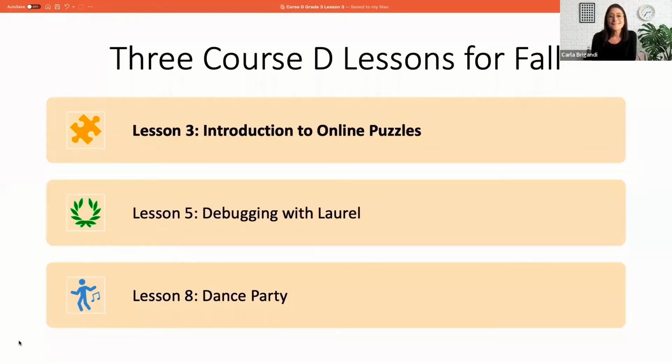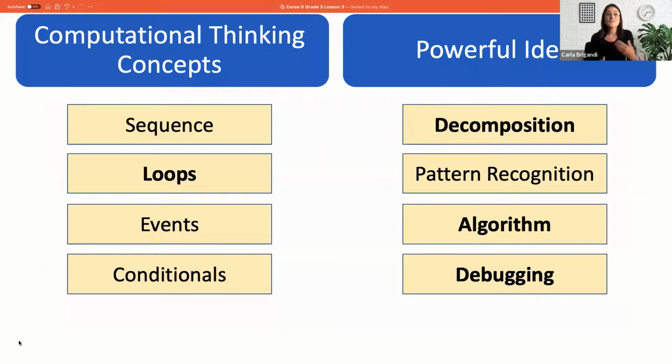The 3 lessons that we're asking you to do for Course D include Lesson 3, Online Puzzles, Lesson 5, Debugging with Laurel, and my all-time favorite, Lesson 8, Dance Party. We carefully chose those 3 lessons for skill engagement and coverage of the objectives.